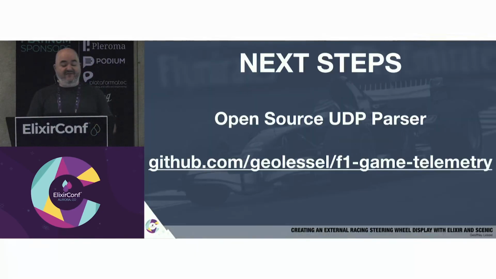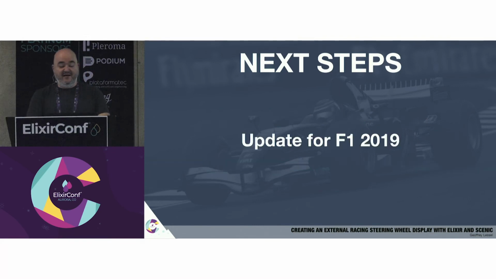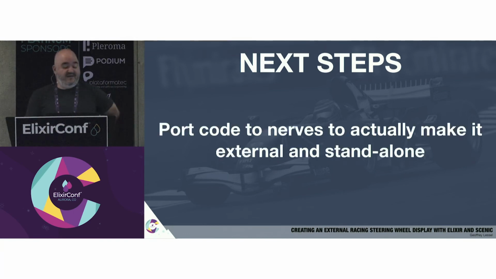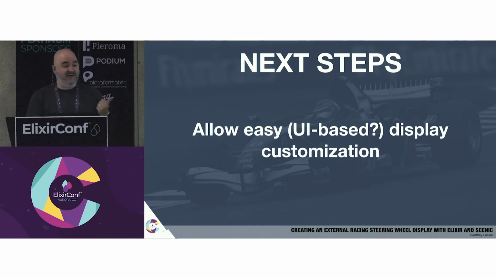Some next steps here. First is I need to open source the UDP parser. I did that. It's at GitHub/Geoffrey/F1 game telemetry. Update it for F1 2019, so the new version of it. We need to port the code to Nerves and actually make an external display and allow easy, particularly maybe GUI-based, customization to where you can customize it yourself.